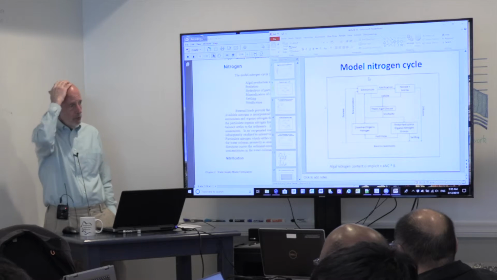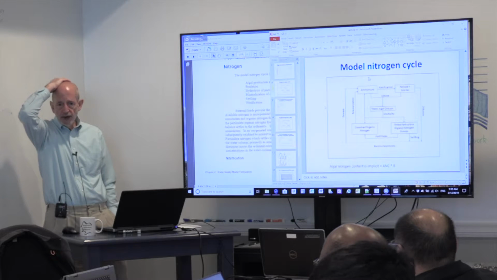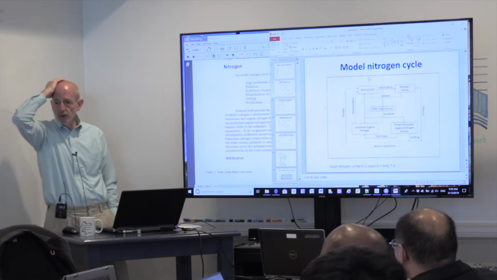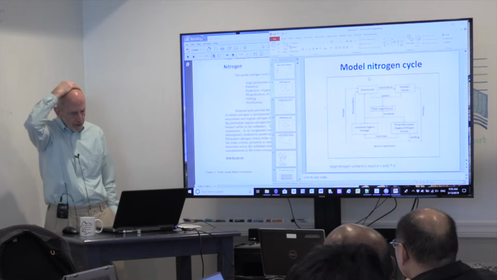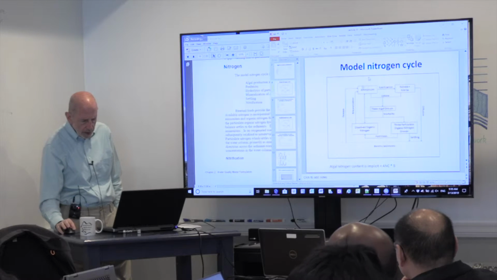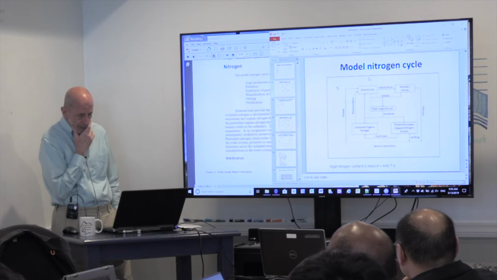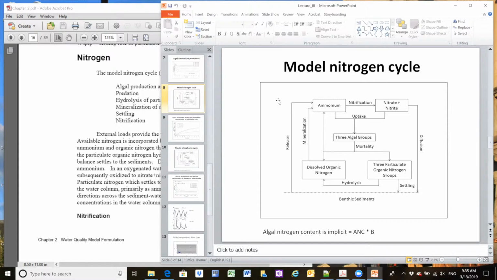Okay, so we've talked a little bit in detail about phytoplankton. Now let's look at some of those other cycles. This is the nitrogen cycle. And once again, as with the carbon, if you look at the cycle, if it's got a box around it, it's a model state variable.